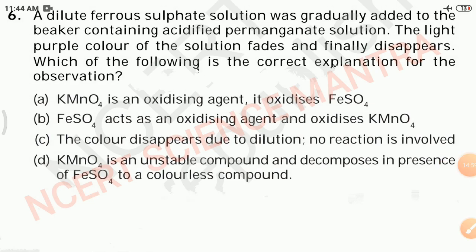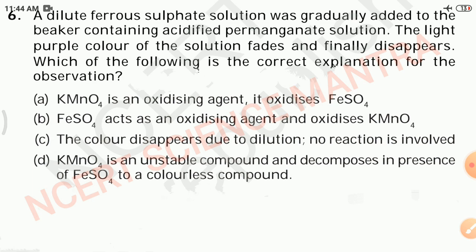Question number 6. A dilute ferrous sulfate solution was gradually added to the beaker containing acidified permanganate solution. The light purple color of the solution fades and finally disappears. Which of the following is the correct explanation for the observation?